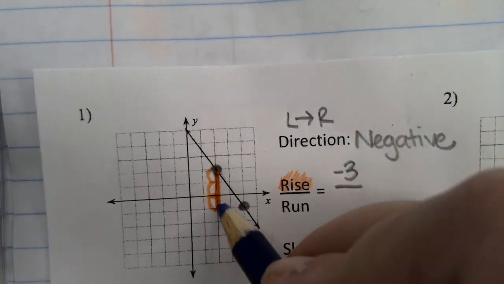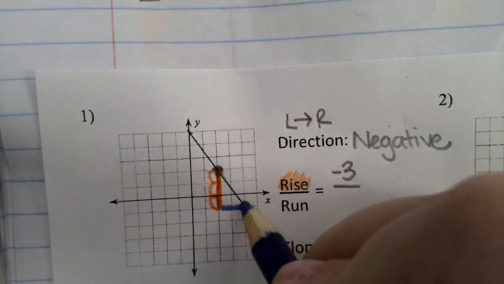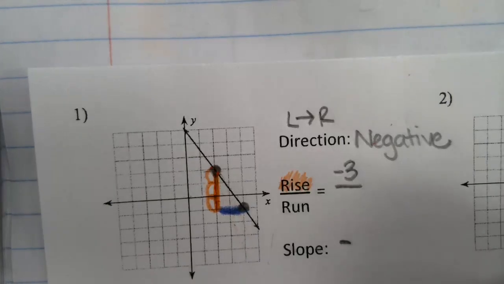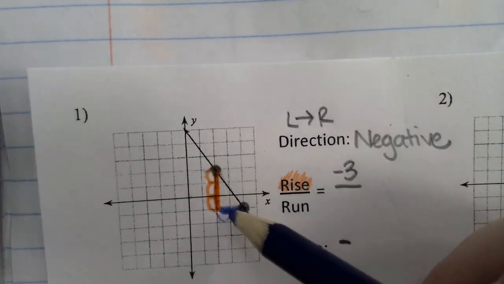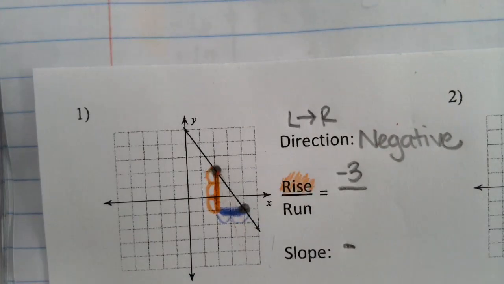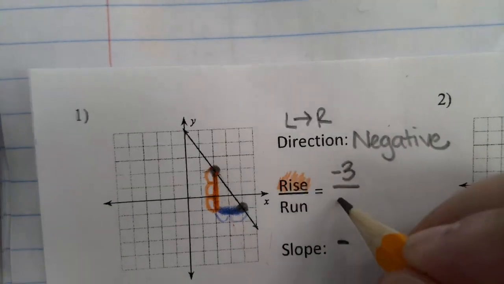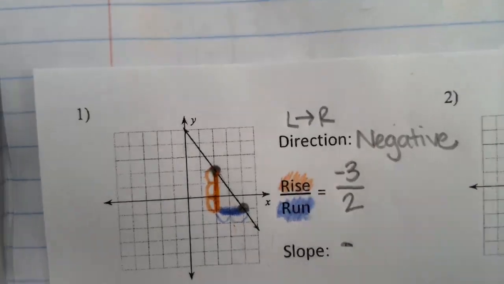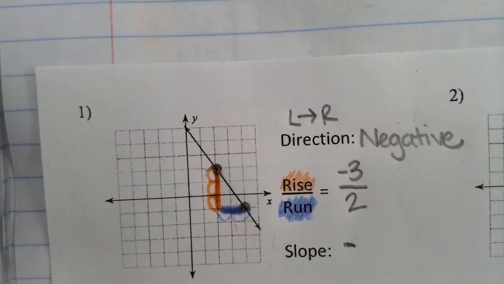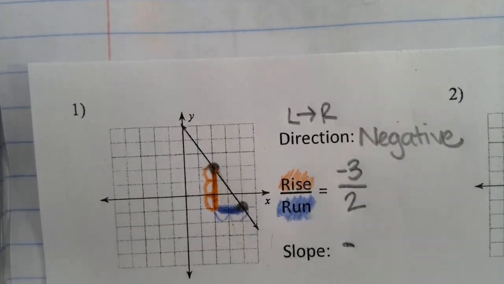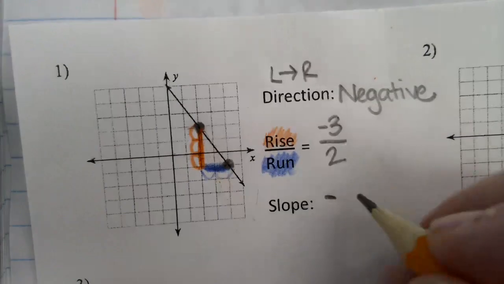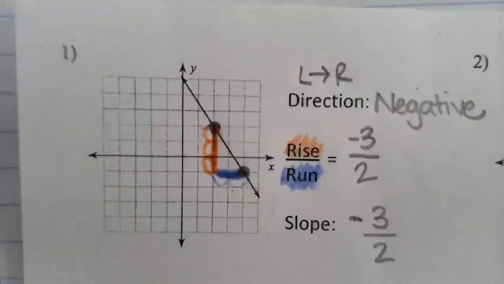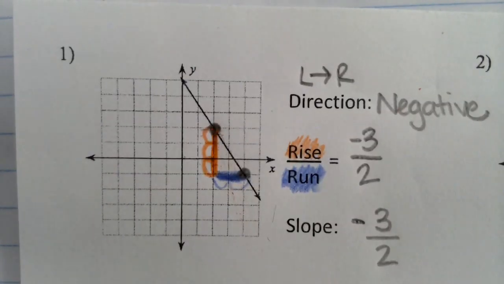And now our run tells us to go over to that next point. We're counting how many jumps over to that point do we have? 2. Now we want to ask ourselves, can I simplify -3 over 2? Is there a number I could divide both 3 and 2 by? No. So what's my slope going to be? -3 over 2. Nice. We did it.